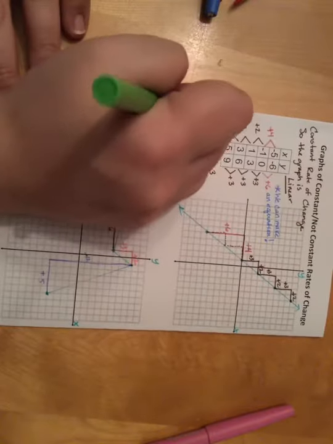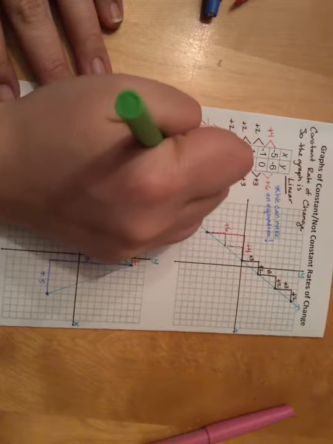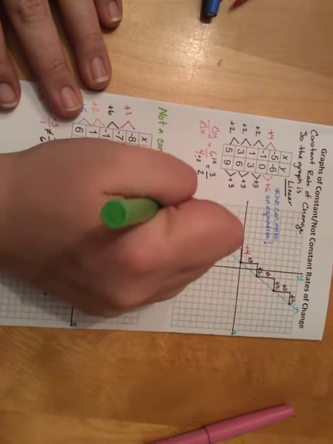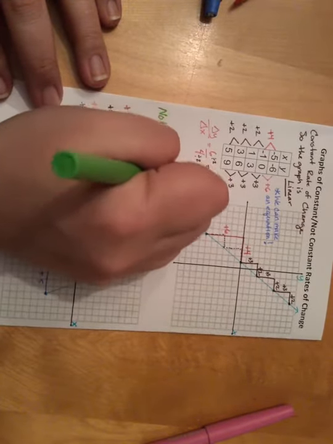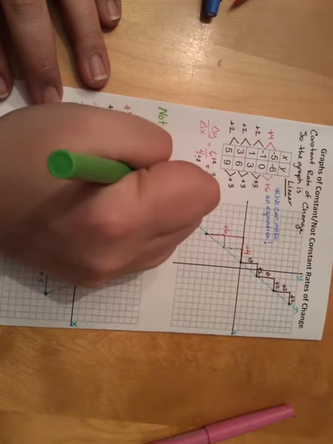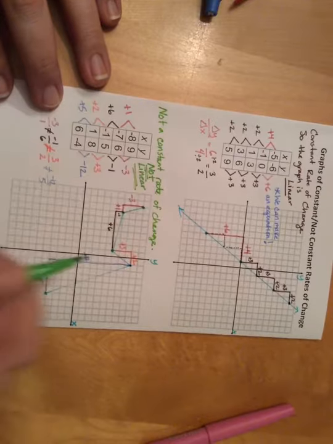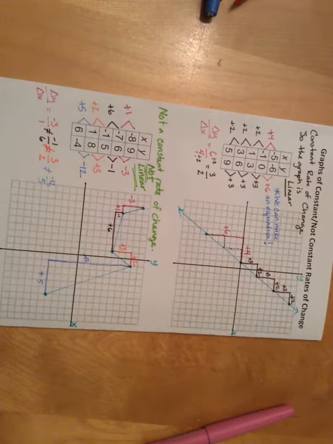This is not a constant rate of change. And then we're going to also make a note that this is not linear. It does not form a line. It forms all these individual segments. Okay, so that's what I can see from a graph when I'm looking at constant rate of change.